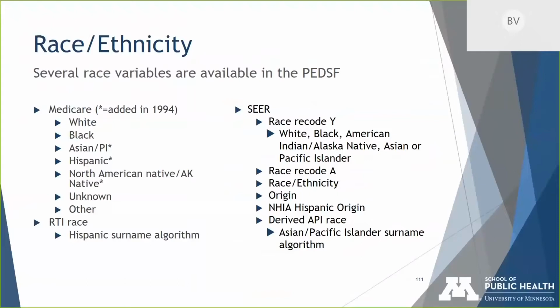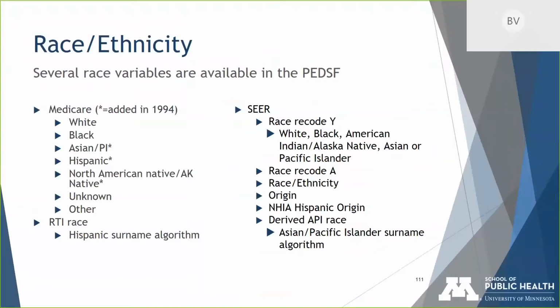So you can't be both white and Hispanic in the Medicare data, which tends to lead to relatively lower rates of Hispanic cases. The other thing to note is that if you're looking far back in the data, Asian Pacific Islander, Hispanic, and North American Native were added first in 1994. So if you're looking farther back in the data, you are really limited to white, black, other, and unknown.